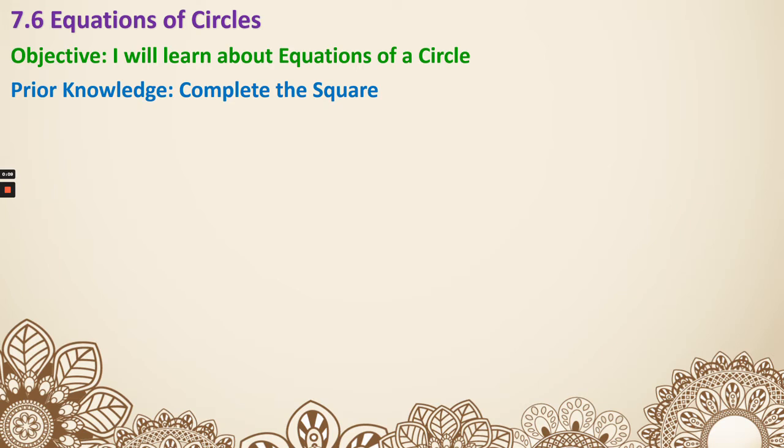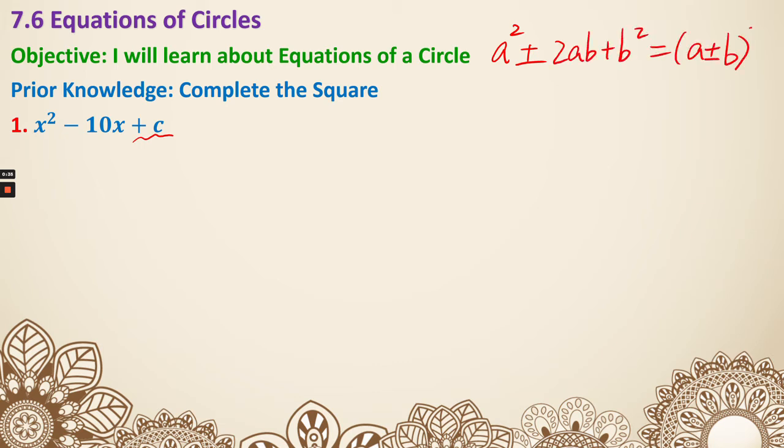Before we start with circles, let's review something that we have learned in Unit 4, which is completing the square. So first, when we see something like x squared minus 10x plus c, we're trying to find a number c to make this whole thing a perfect square. The formula was a squared plus or minus 2ab plus b squared equals (a plus or minus b) squared. So the number we're trying to find is this final number at the very end.